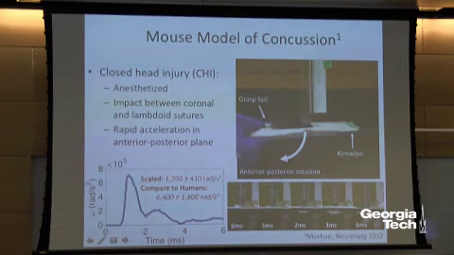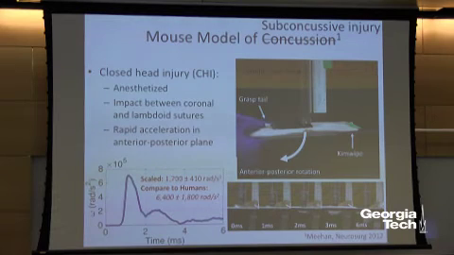Recently, our lab has been characterizing the biomechanics of this injury. Here's rotational acceleration as a function of time. When we scale these values to the equivalent of what a human would see, we find it's roughly a third of the thresholds reported for human concussions. So maybe this is not really a mouse model of concussion, but rather a subconcussive injury, which we all know from the news lately. These are also very detrimental, so it's still a very relevant model, I think.